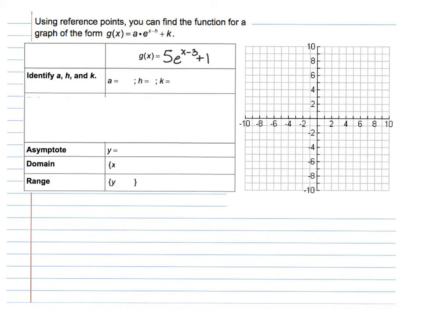Okay, so we're going to do the same thing. It's exactly like the other one. It's just now our a is 5. Our h is going to be +3 because it's the opposite, and our k is going to be 1. Our asymptote is going to be 1, so at +1, we have our asymptote.